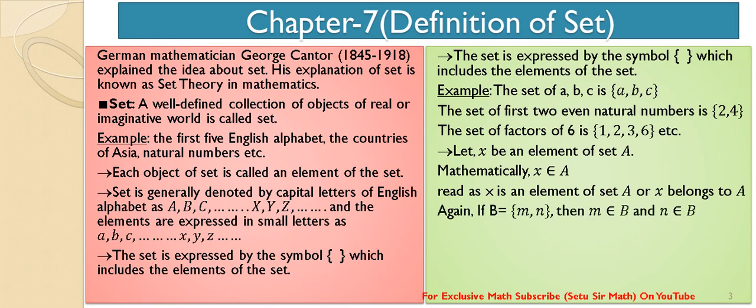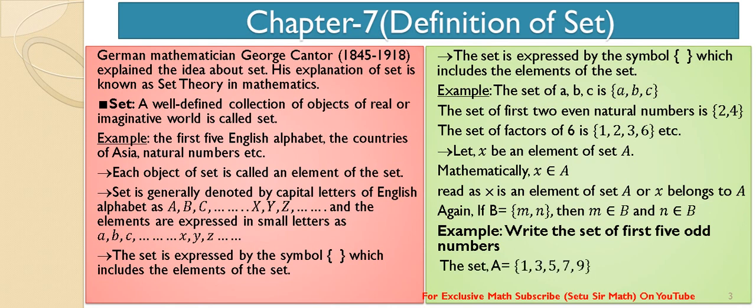So again, if B equals {m, n}, then m ∈ B and n ∈ B. That means m, n both are the elements of B. That's why we can write down like this: m ∈ B and n ∈ B. Example, write the set of first 5 odd natural numbers. So we know the set A equals {1, 3, 5, 7, 9}. This is the first 5 odd natural numbers.